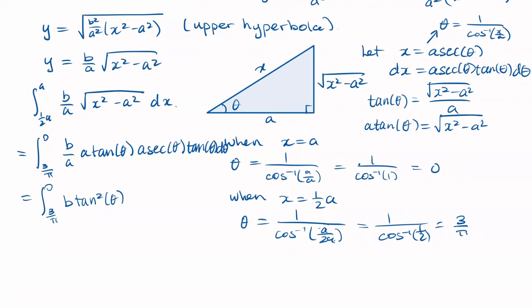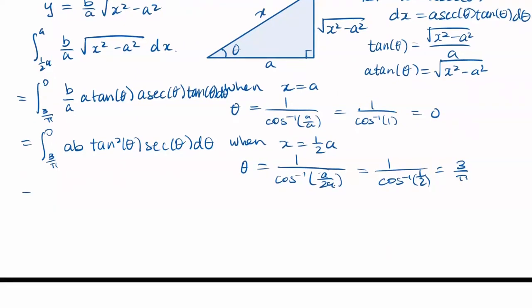Oh, so we still have an a as well. So this is going to be ab, so we have tan squared theta secant theta d theta. Okay, so this is going to be one of the trig integrals that we have talked about in the previous lesson.